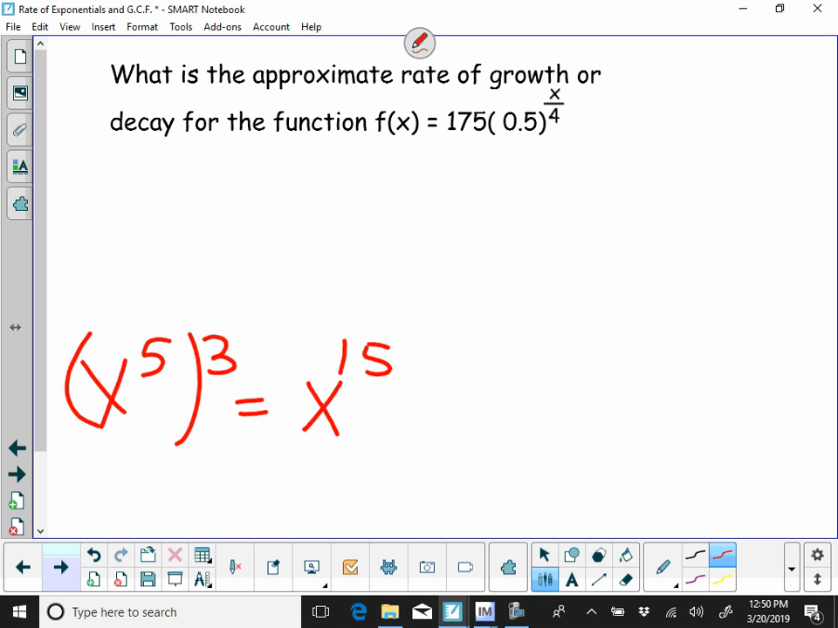Basically what we're going to do is we're going to undo this. So we're going to write this as 0.5 to the 1/4 to the x, because if I put that together and I simplify using my exponent rules, then that's the same thing as x over 4, correct? Okay? But now what I need you to do in your calculators, I need you to do what is 0.5 raised to the 1/4 power.